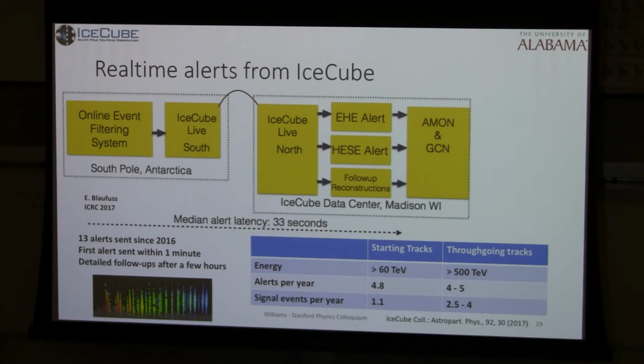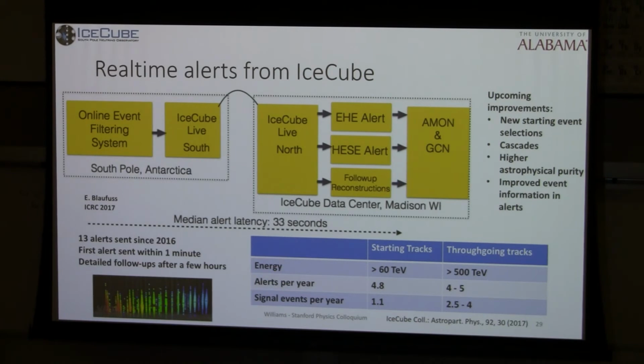So we are working on improving our alerts based on feedback from the community and also things we want to do. So some upcoming improvements. We have a new starting event selection which is in progress. It has not yet been approved for release, but this will be more downgoing events of lower energy. So it's got stricter veto conditions, but this will add something to our picture.